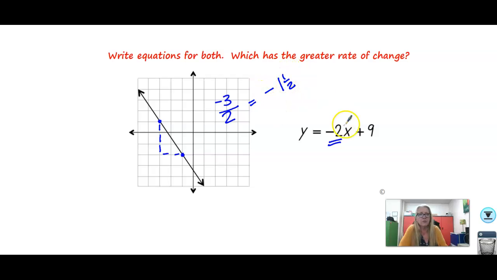So when we're comparing which one's greater, which is greater, negative 1 1/2 or negative 2? Remember, when we're talking about slope, negative doesn't matter. Okay? You're just comparing the numbers to see which one's steeper. Is 2 bigger than 1 1/2? Yes, it is. So this one is steeper. It has the greater rate of change. Okay? The equation does. Because 2 is more than 1 1/2.